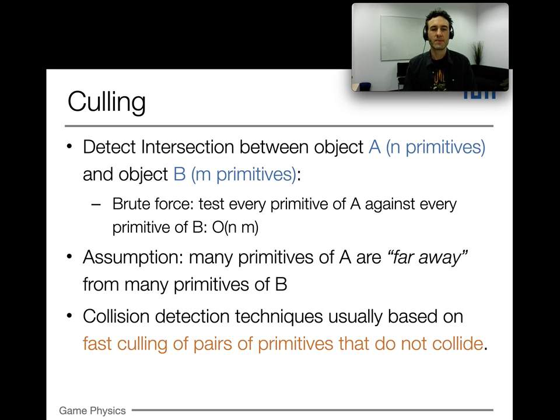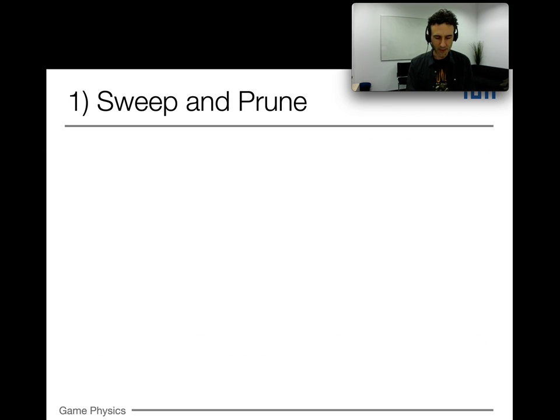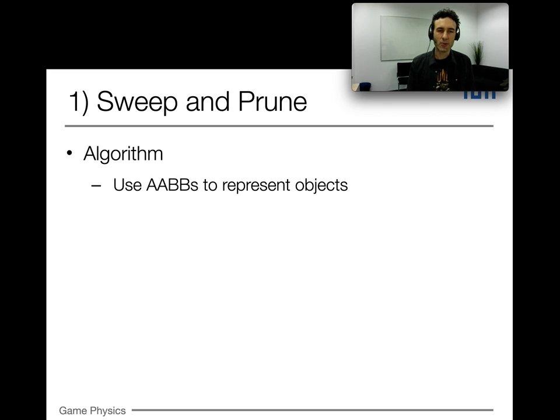Now these collision detection algorithms inherently rely on discarding the pairs that do not collide. The first one I want to discuss here is this sweep and prune algorithm. So here it's in a way a very simple one, but nonetheless a powerful one. So we're using axis-aligned bounding boxes, meaning axis-aligned rectangular regions around the objects.